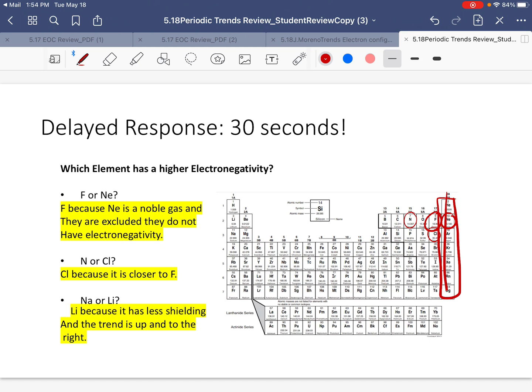And lastly, you have lithium or sodium. This is a trend that increases as you go up and to the right. Lithium has less shielding, so it has more attraction there.